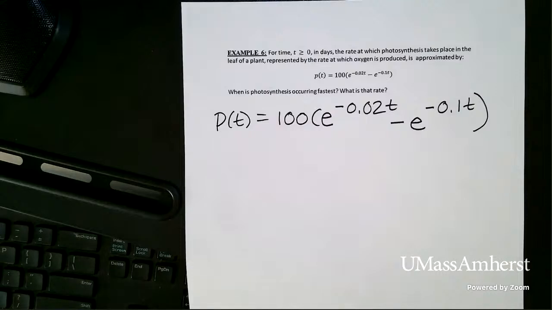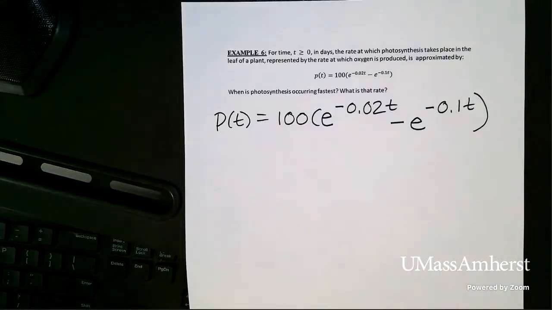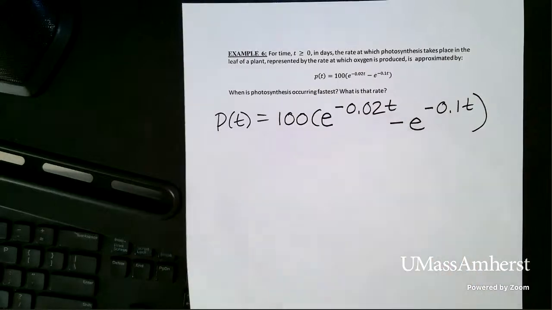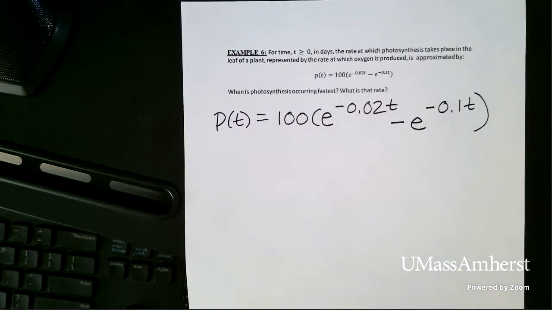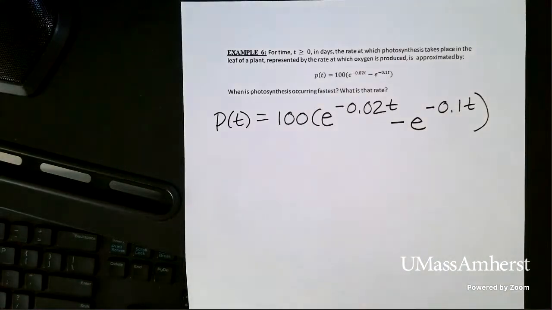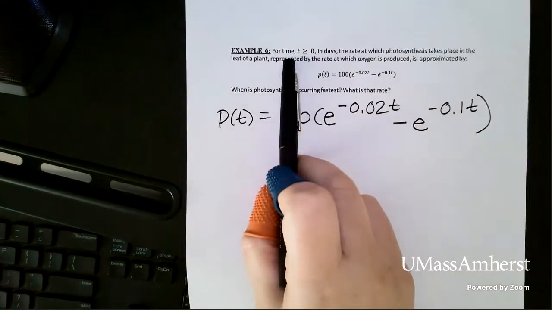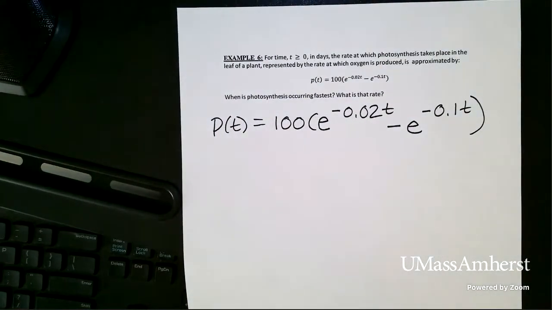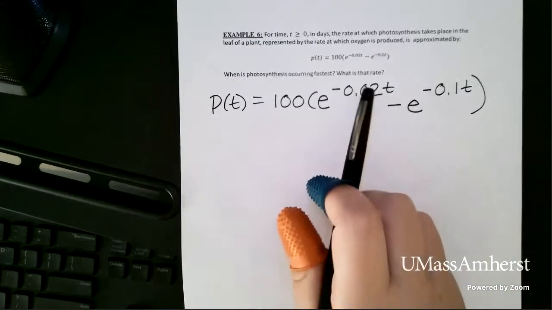So the second part of this question, what is that rate? That is the global maximum that we're looking for. And the when is the associated t value. So again, we're going to use the same process we did before. We're going to find critical points. Then we're going to make sure they're in our interval, which here means t is positive. Then we're going to test our critical point, there's only going to be one, in the original function, and that will give us the corresponding rate.